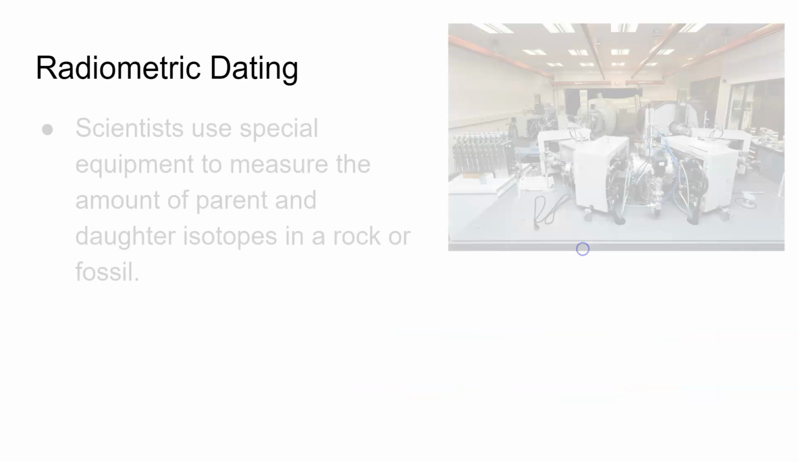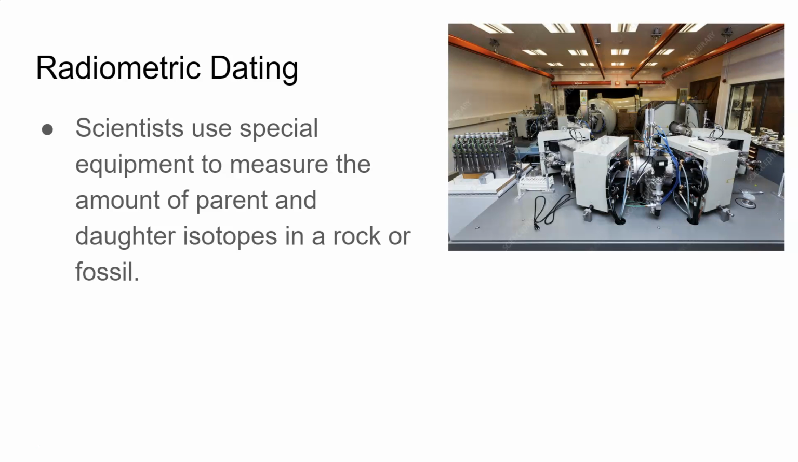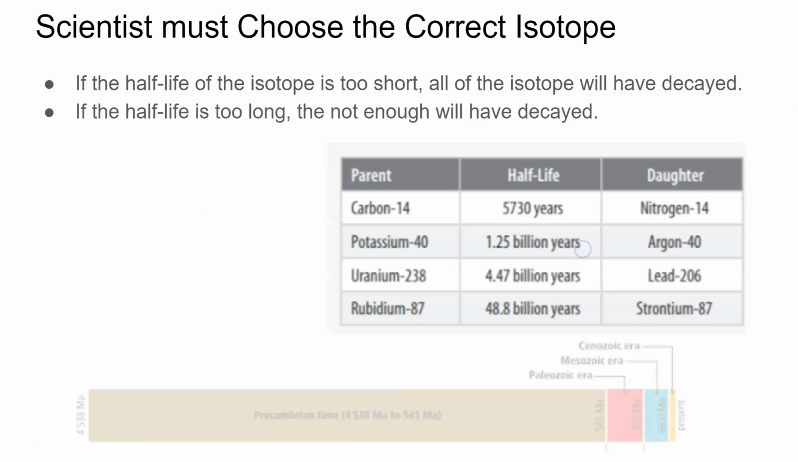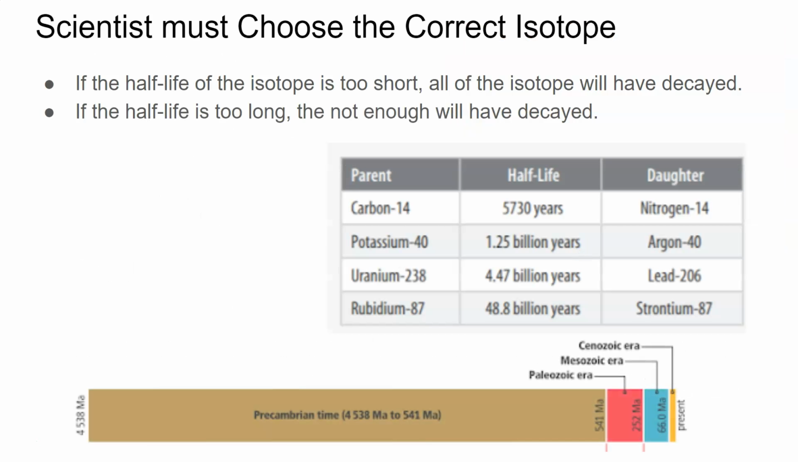So let's talk about radiometric dating. Scientists use special equipment to figure out the amounts of parent and daughter isotopes in a rock or a fossil. Once they know that, based on the number of parent and daughter isotopes, they can determine how many half-lives have passed since the rock or fossil was first formed, and thus the age of the rock or fossil. Now, there are different types of isotopes scientists can choose from, and scientists must choose the correct one.